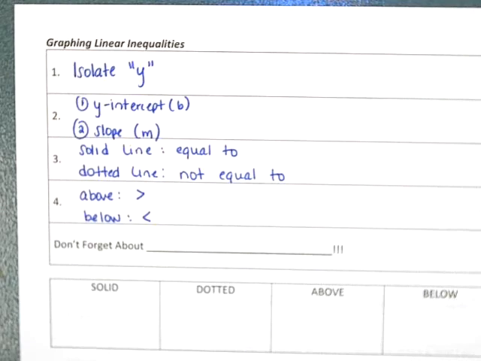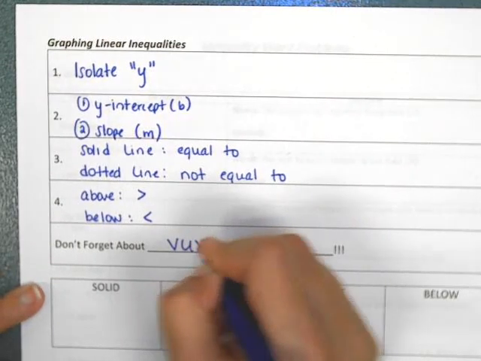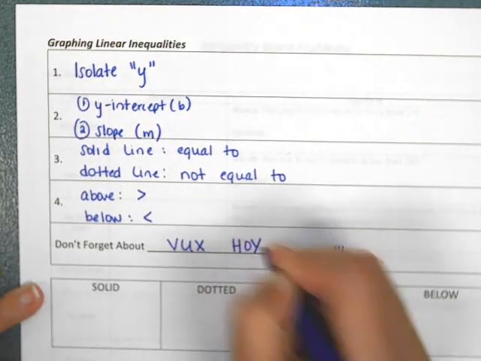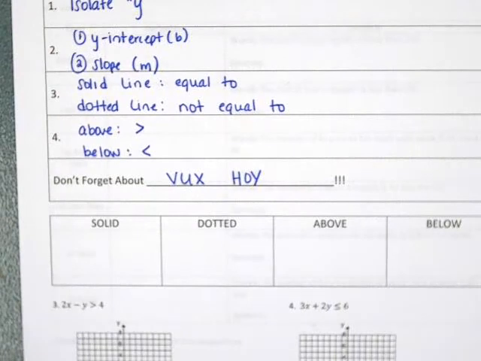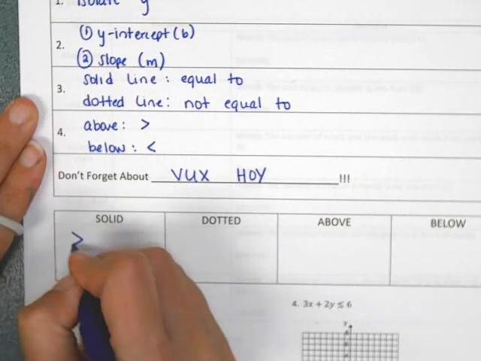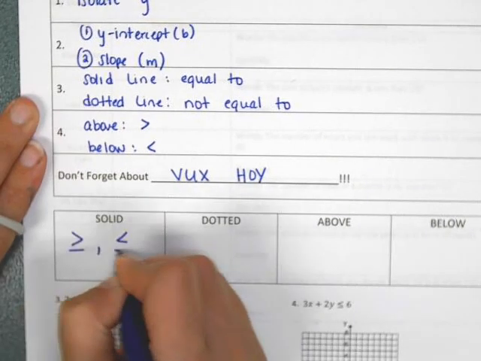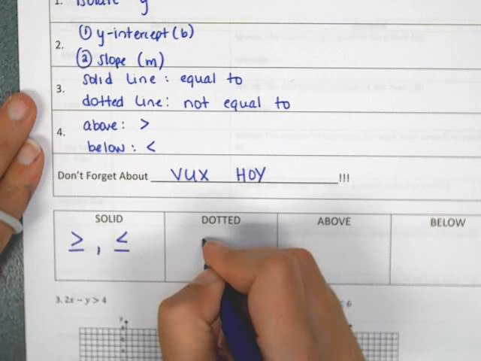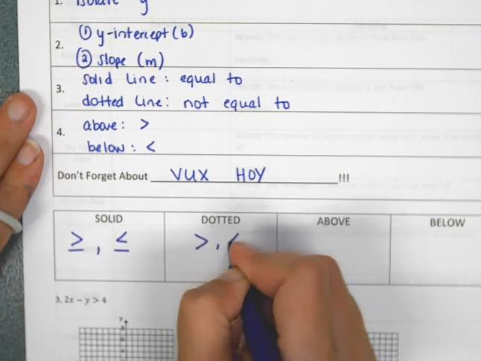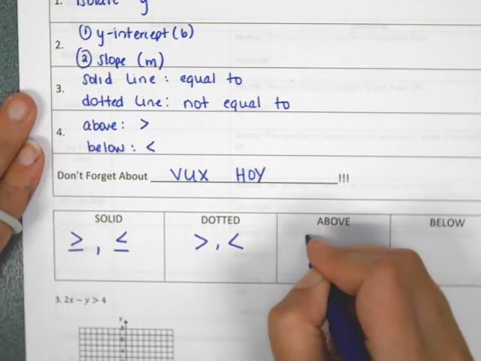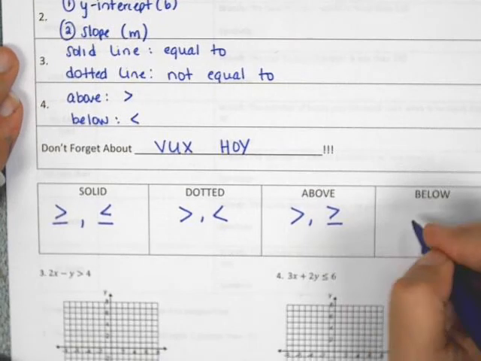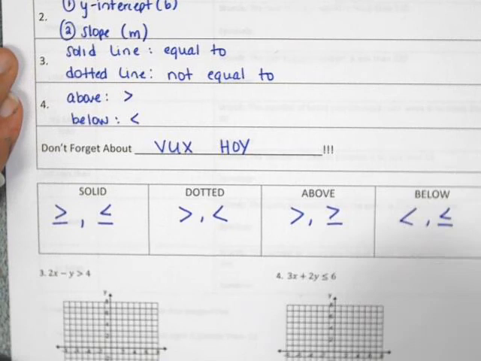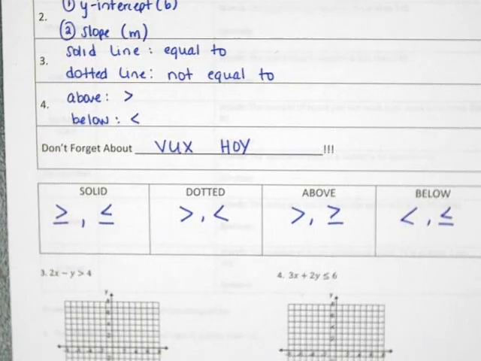Now, don't forget about vertical and horizontal lines, because sometimes graphing these lines has sort of special circumstances to make that happen. So, to summarize, solid: greater than or equal to, less than or equal to. Dotted: greater than or less than. Above: greater than or equal to. Below: less than or equal to. Let's try a couple examples.